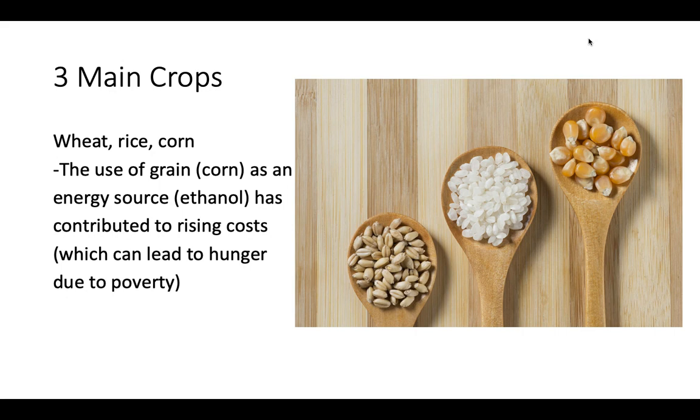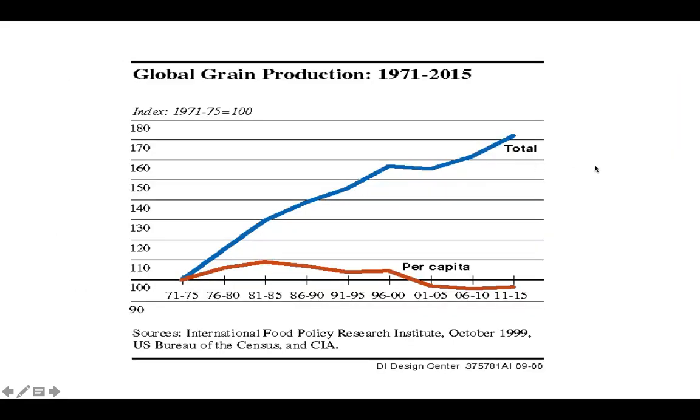The use of grain, or corn specifically, as an energy source in ethanol has contributed to rising costs of that particular crop, which can lead to hunger due to poverty. So if you've ever been at the gas station and you see a sticker that says no more than 10% ethanol, that's because a lot of companies have started cutting their gasoline with ethanol because it makes the gasoline cheaper, and it doesn't cost them as much. But in turn, that makes corn itself more expensive, which does lead to higher levels of food insecurity due to poverty around the world.